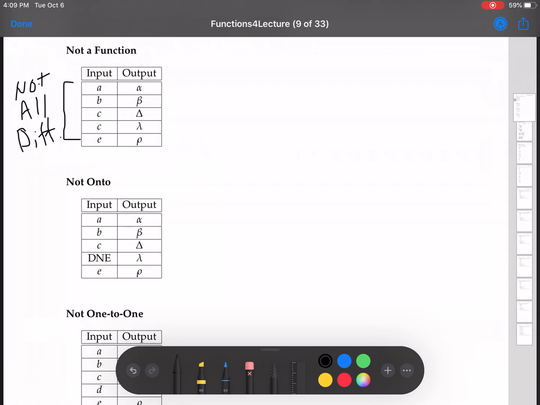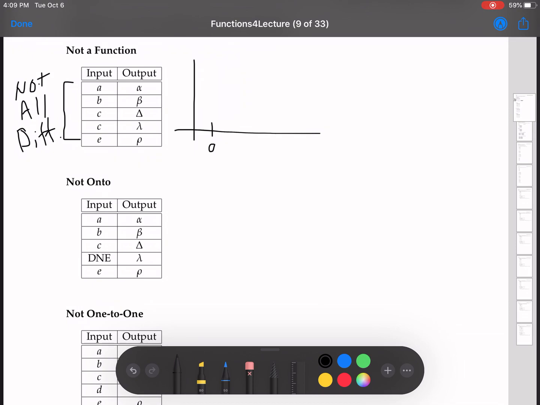If they're not all different, then it may not even be a function. In fact, let's see why that is. What do you remember from previous classes about when something is a function or not? If you did it in calculus or algebra class, when was something not a function? When it didn't pass the vertical line test. That's right.